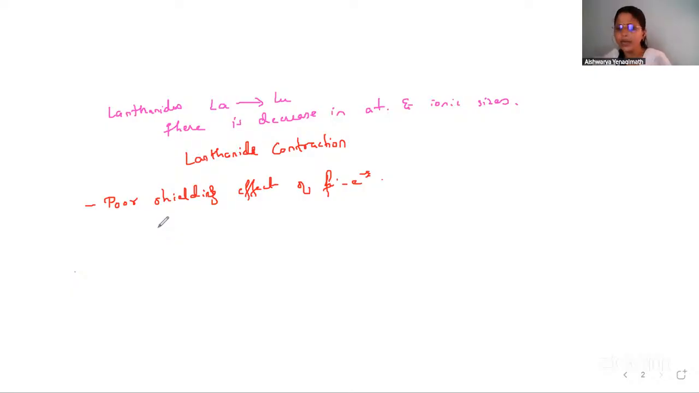To understand the shielding effect, I'll give you a simple example. You are in a classroom, the blackboard is here, and you are sitting at the last bench, paying attention to the teacher. There is nobody in front of you. You will pay attention, and the teacher will grasp your attention very clearly because there is no obstruction or hurdle.